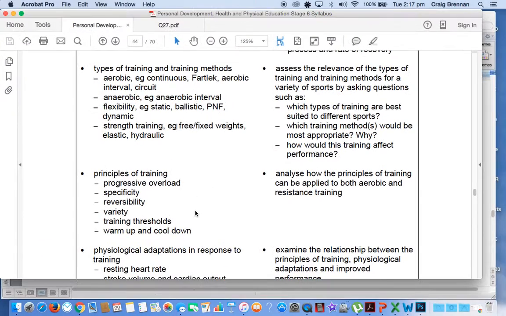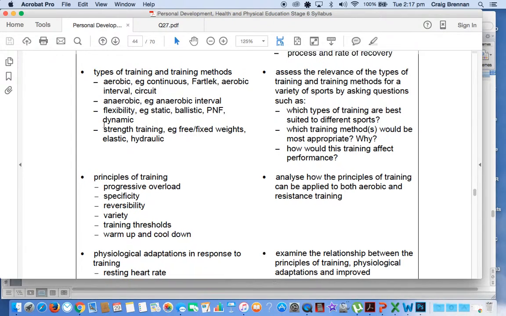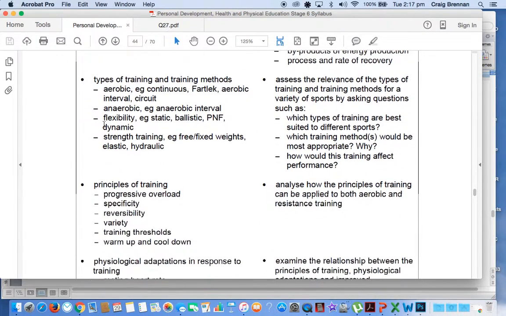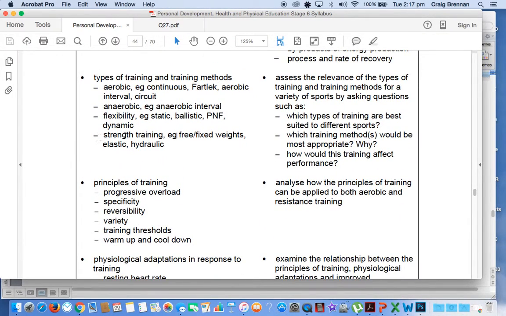If we look at our syllabus, we'll see here under types of training, it's our second dot point, strength training. And in our answer, we need to include free and fixed weights, elastic and hydraulic. So you need to include these 3 areas and relate it to how they can improve performance.